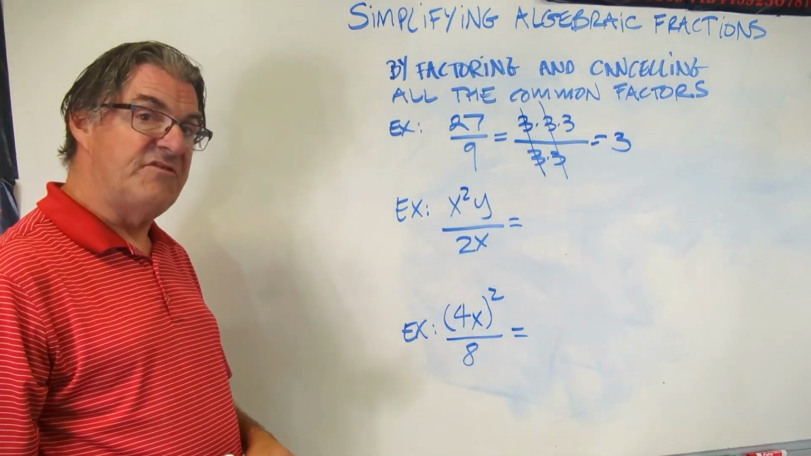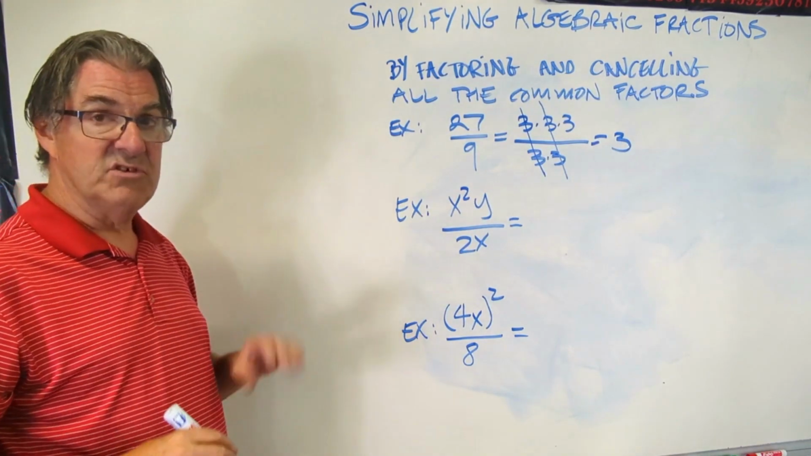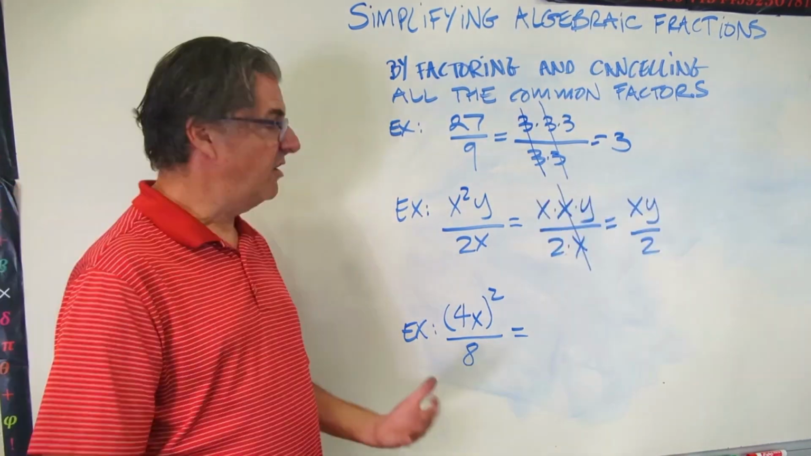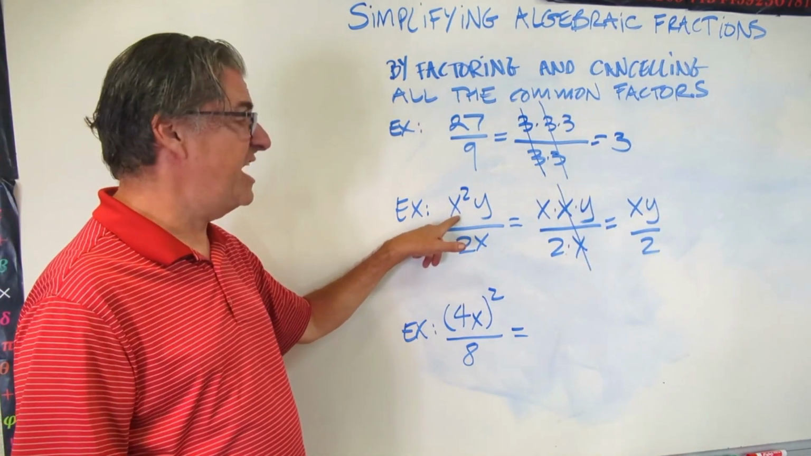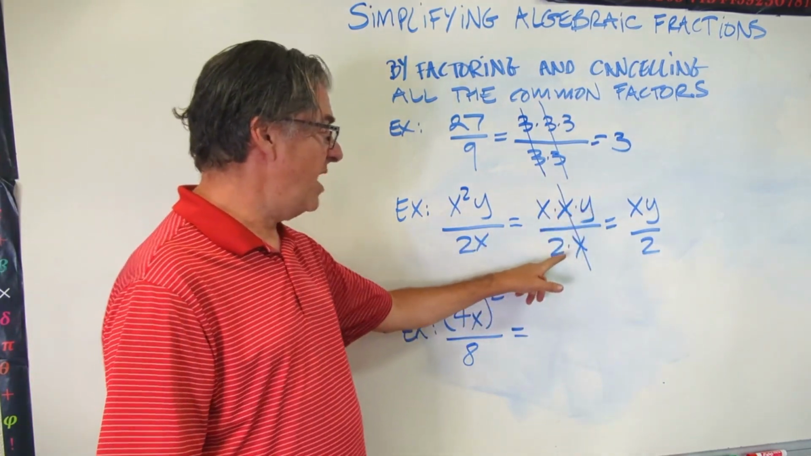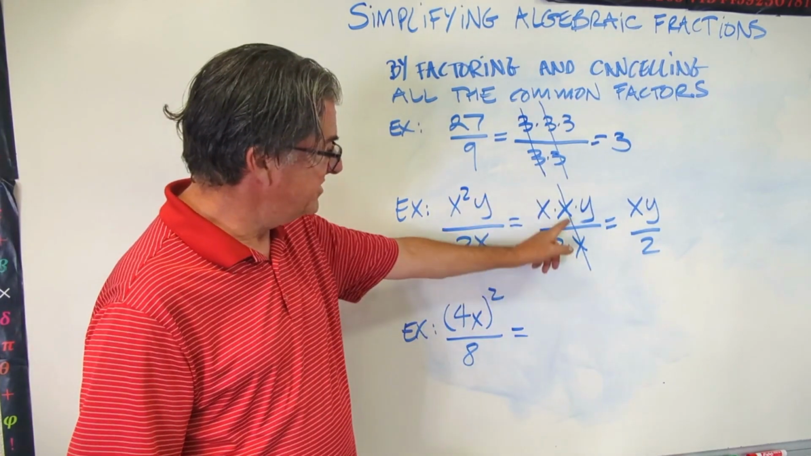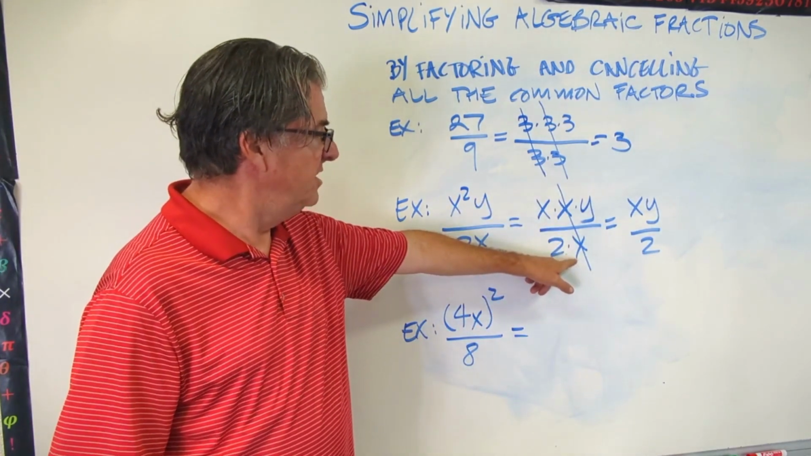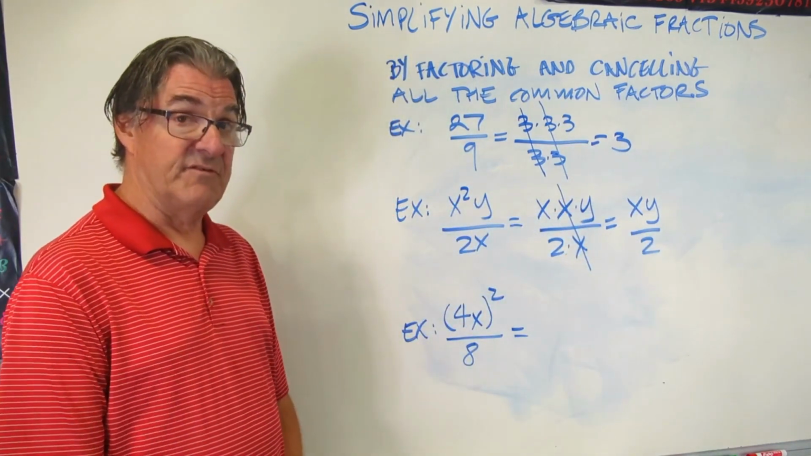So I want you to pause the video and try this one. Factor top and bottom, cancel common terms, and let's see what you got. All right, so this factoring is pretty easy. The only thing I can tease out is the x squared. That becomes x times y, and then on the bottom I have 2 times x. Now I can cancel out a pair of x's. There's 1 each on the top and on the bottom, so I end up with xy over 2. So that's my answer for that one.